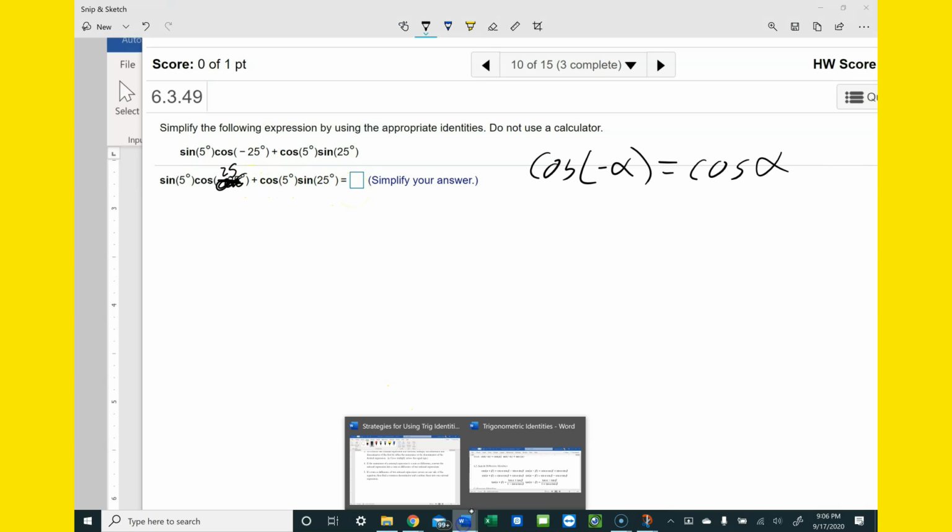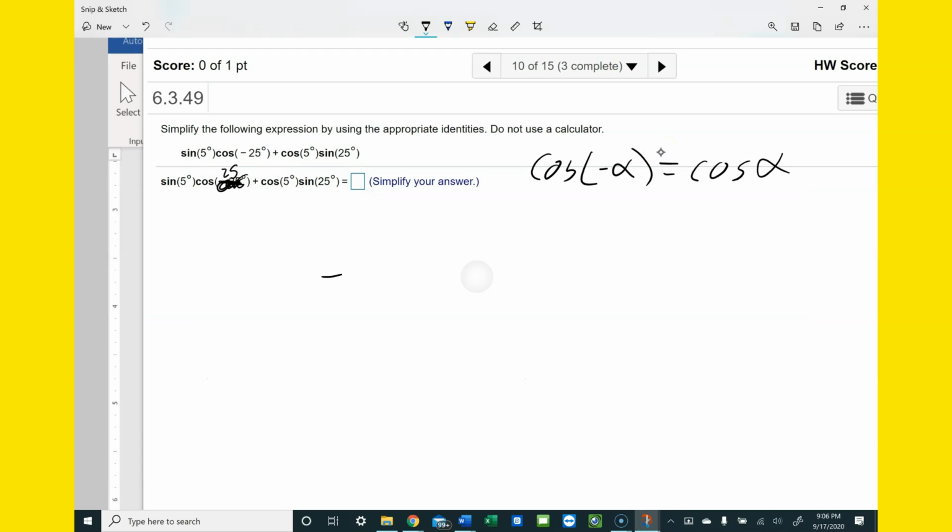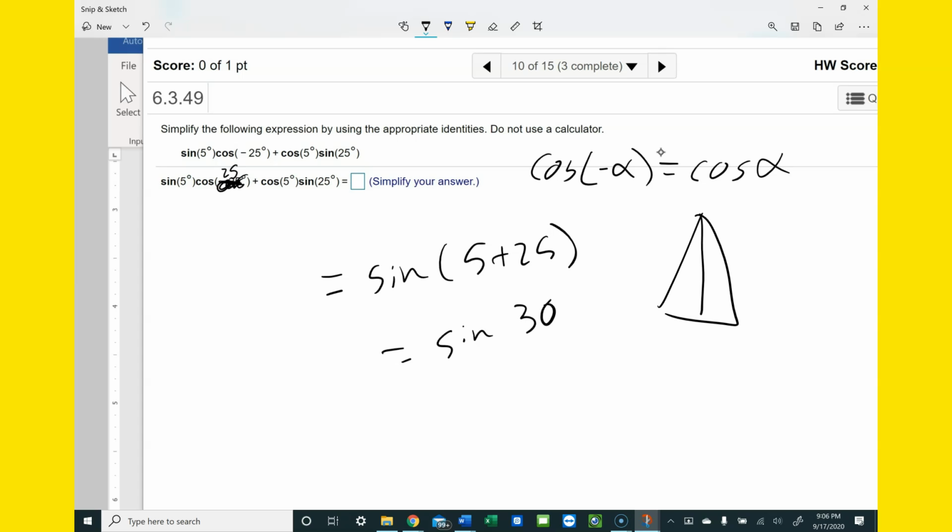I go to my sum and difference identities. Sine alpha cosine beta plus cosine alpha sine beta. So it's the same thing as last time. And so we get that this is the same thing as sine of alpha plus beta. So this is the same thing as sine of 5 plus 25, which is sine of 30. And if I remember my special triangle correctly, remember this special triangle? 1, 2, square root 3, that's a 60, and that's a 30. So sine of 30 is root 3 over 2.